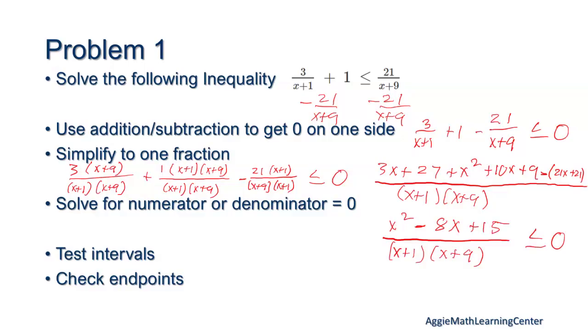Now we want to figure out, this next step says solve for the numerator or denominator when it equals 0. The easiest way to do that will be if we factor it, because then if any of those sets of parentheses is equal to 0, then the whole numerator will be 0 or the whole denominator will be 0.